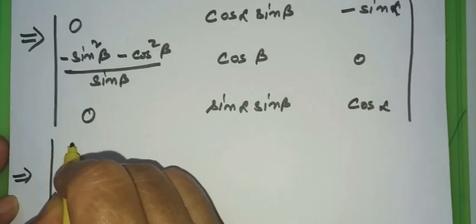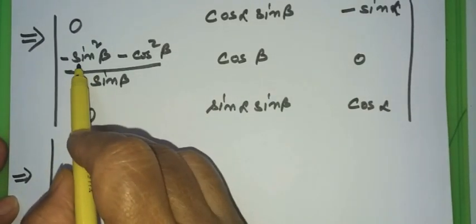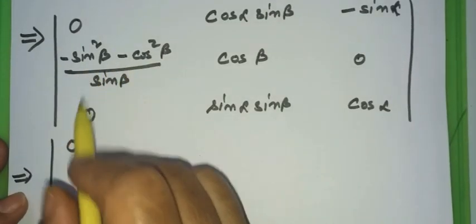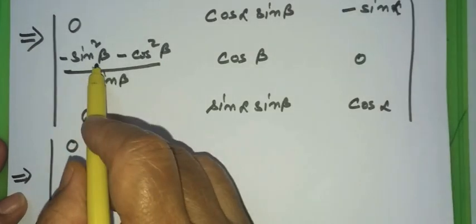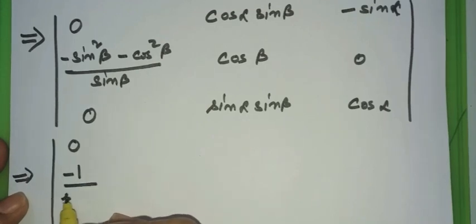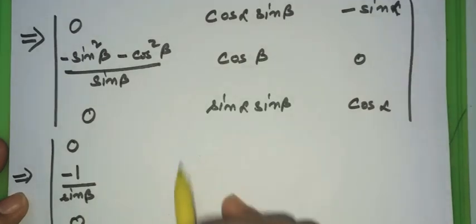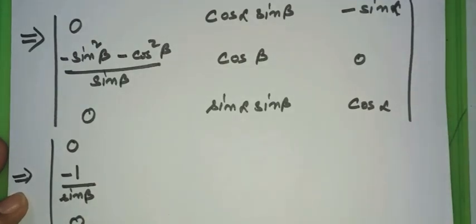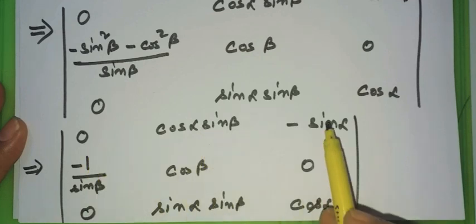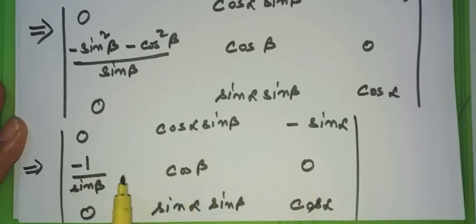Now I can further solve this element and see what I get. So I know that the first element of the first column is 0. From these two terms I can take negative common. So I will have minus common, and then sine square beta plus cos square beta. So that will be minus 1 divided by sine beta, and the third element is 0. And now I copy down the second column and third column. So you can see that I have got this determinant, solving the first column, copying down the second and third columns. Now as you can see, the two elements of the first column are 0.